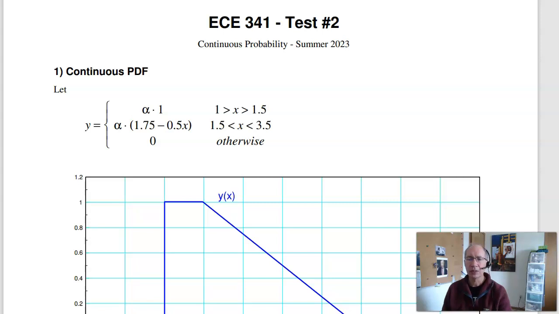Here are the solutions to test number 2 for ECE 341 for summer 2023.